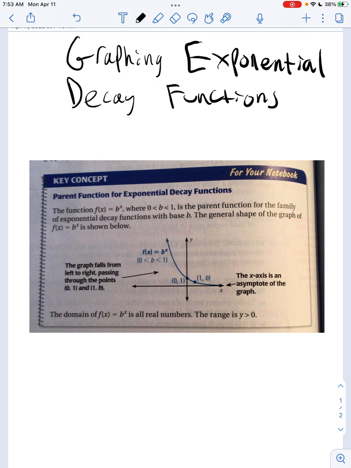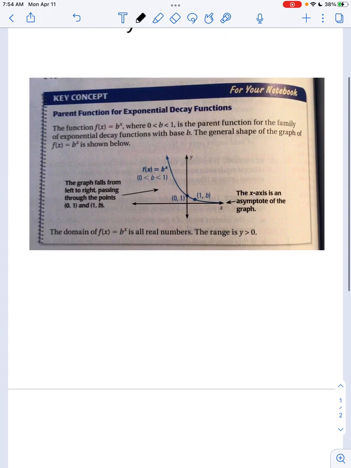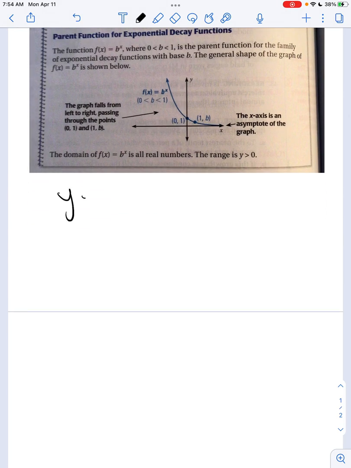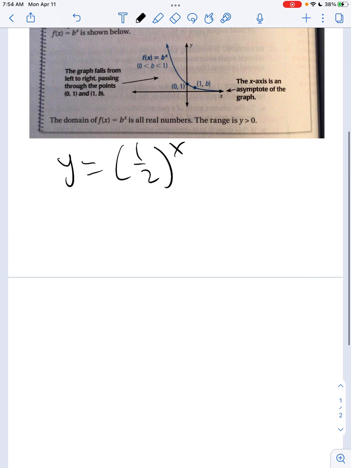Again, as our graph is moving to the left, it's increasing, and as our graph is moving to the right, it's decreasing. We still have that asymptote at y equals 0 as a part of our parent function. The domain is all real numbers, which means left or right, there's no holes. However, the range, the y values, are all going to be greater than 0. So if we get into an example, y equals (1/2)^x.